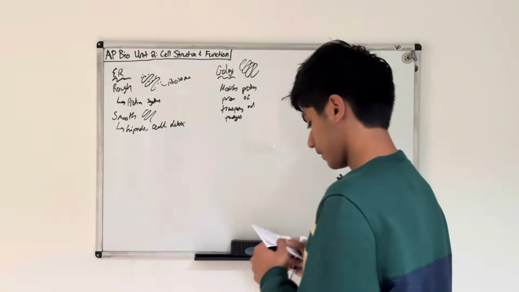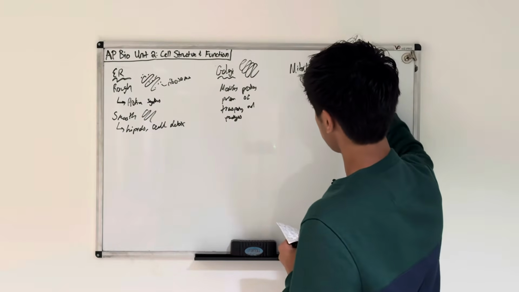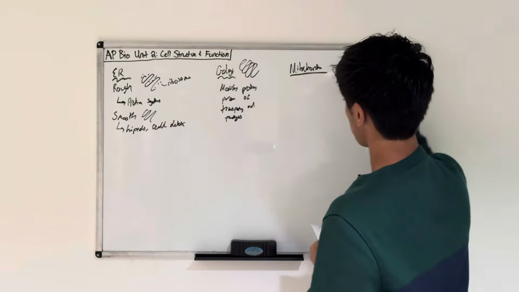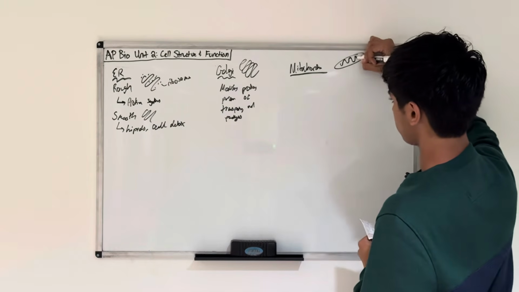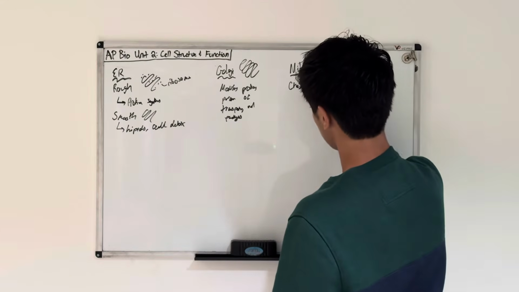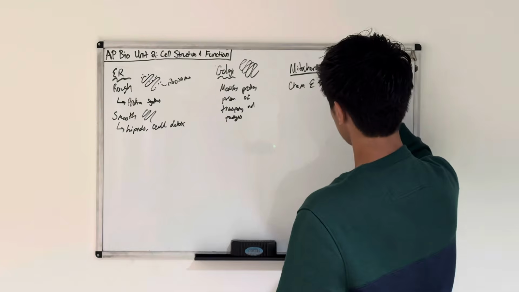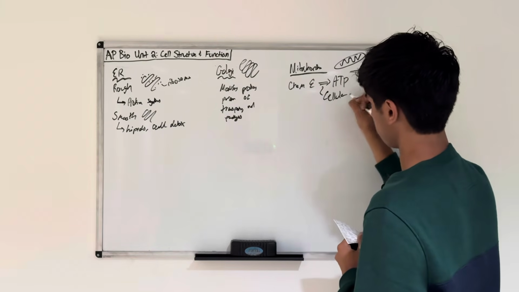Next, we have the mitochondria. The mitochondria has a double membrane structure, so it has an outer membrane and an inner membrane with lots of folds. It looks like so. The purpose is to convert chemical energy into ATP, which is usable energy for the cell. It does so through cellular respiration.